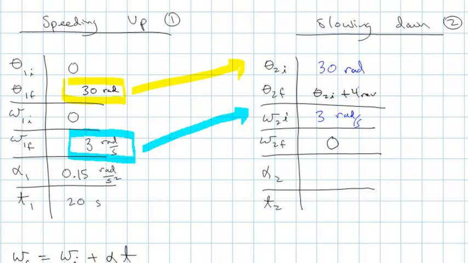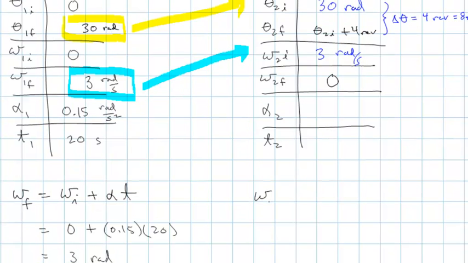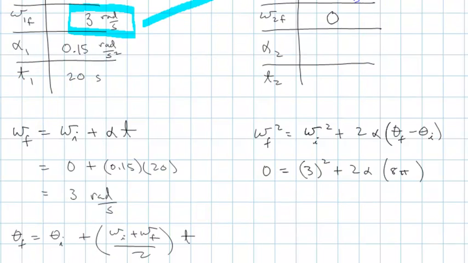So now I know 3 things. I know delta theta is 4 revolutions. Let me write that in here. Delta theta, 4 revolutions, 8 pi radians. Now I can solve for alpha 2 and t, so let's do that. So this equation is missing time, so I can use it to solve for alpha 2, and I get alpha is equal to negative 0.18 radians per second.